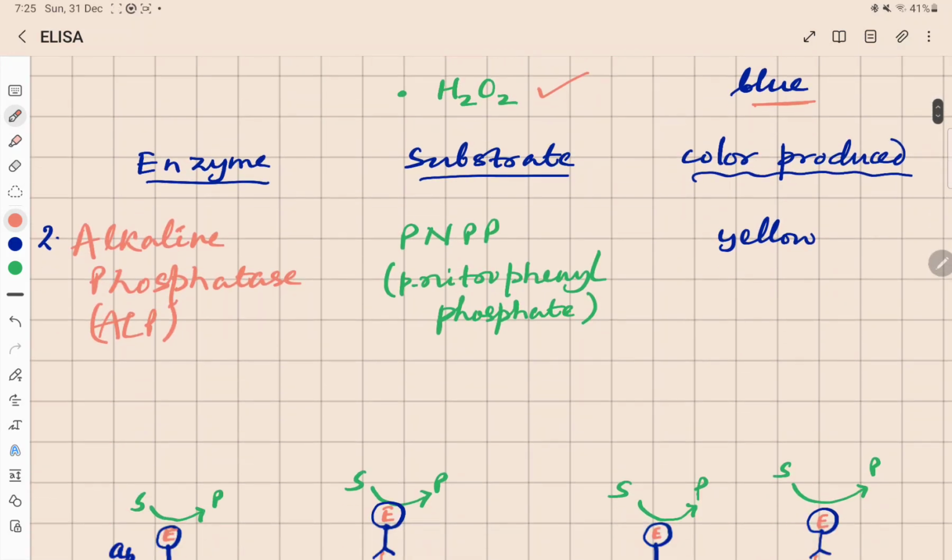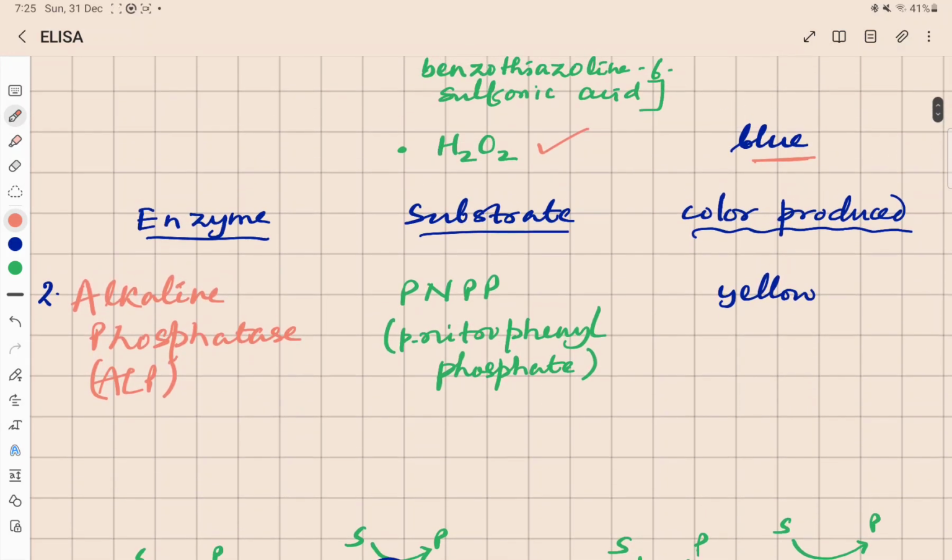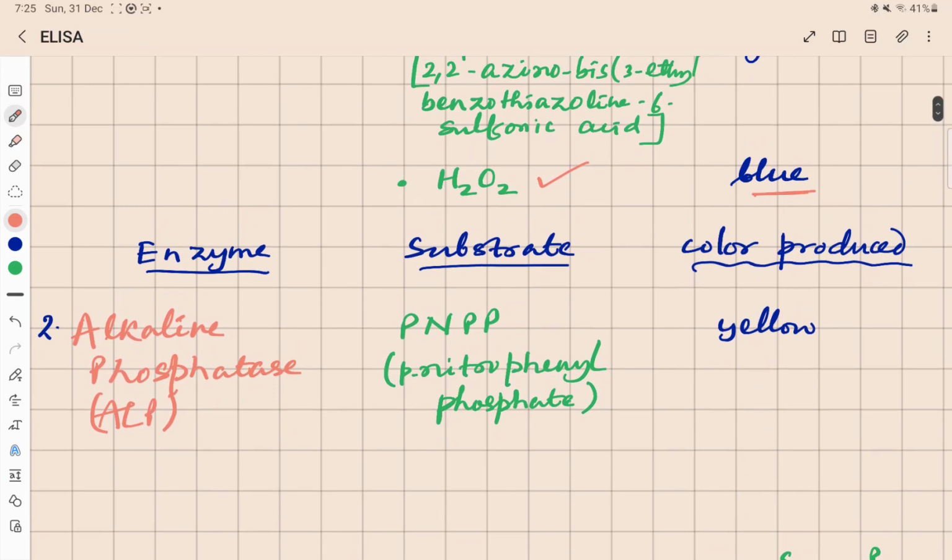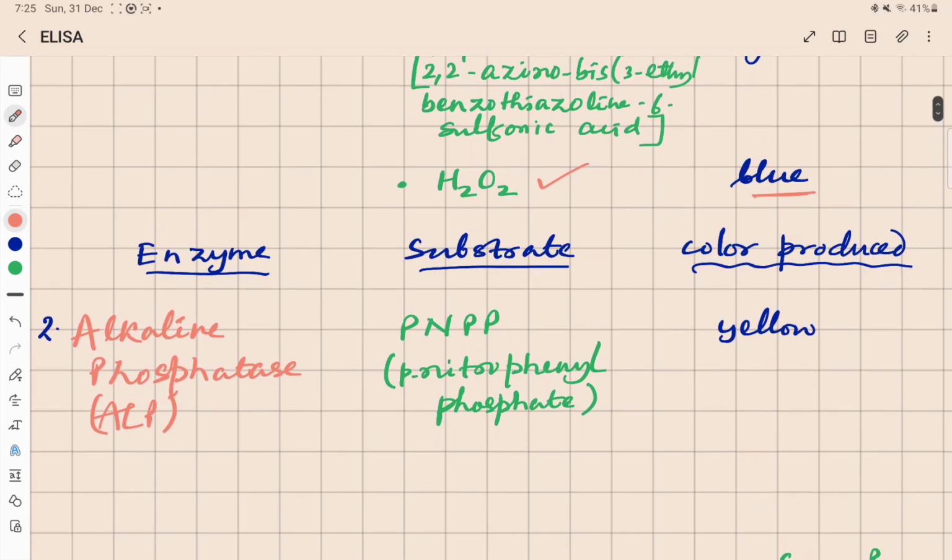If we use the enzyme alkaline phosphatase, then the substrate used is paranitrophenyl phosphate, that is PNPP, and the color produced here is yellow. So these are the two most commonly used enzymes, and they have specific substrates, and the colors produced are also different.